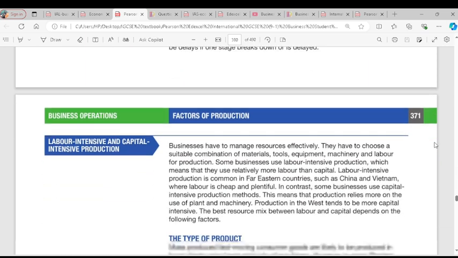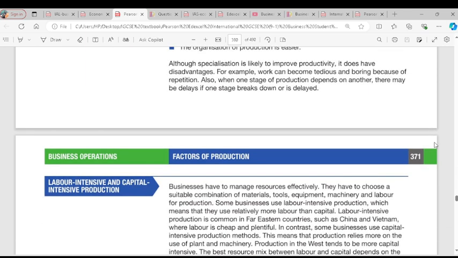So what are the problems about specialization? For example, work can become tedious and boring because of repetition. Also, when one stage of production depends on another, there may be delays if one stage breaks down or is delayed. So with specialization or division of labor, you could get boredom, doing the same thing every now and then.